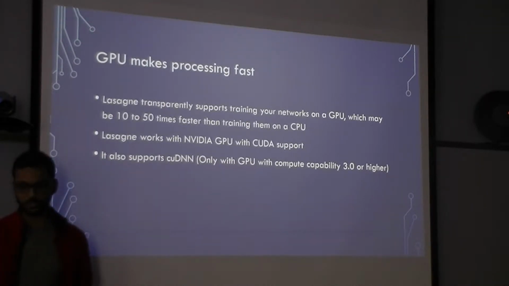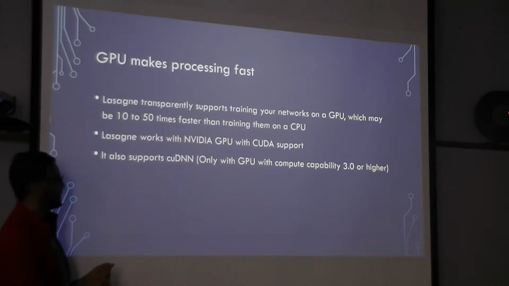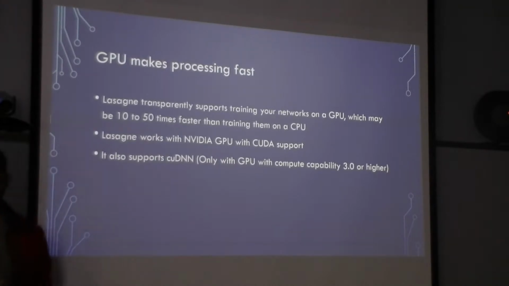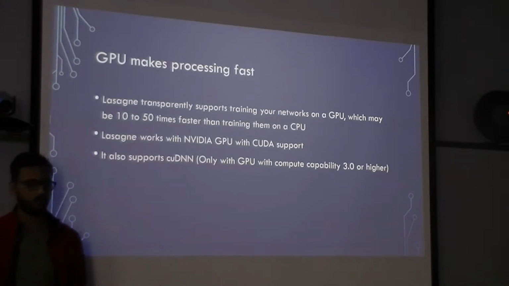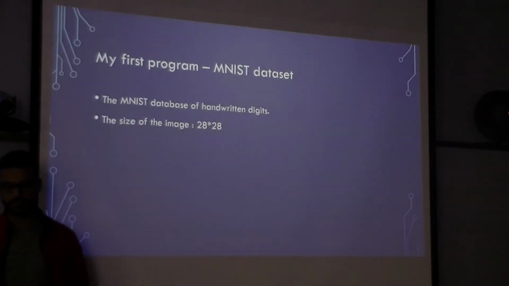So as I told you, it can support processing with GPUs. I tried it out with the MNIST example with CPU and with GPU, and there was a difference from 50 seconds to 5 seconds for each epoch. And as I told you, cuDNN works only with compute capability 3.0 and not less than that. So I tried it out with the MNIST dataset.